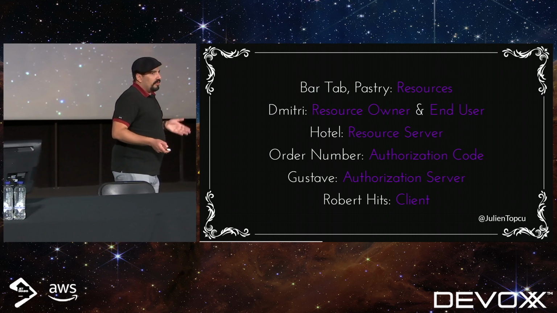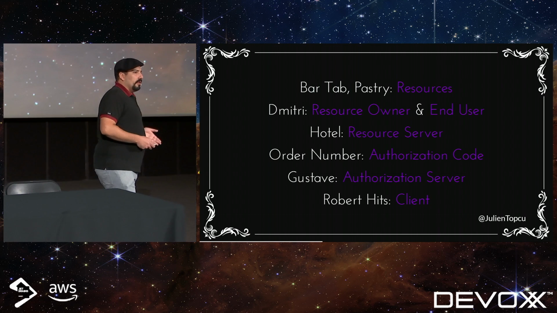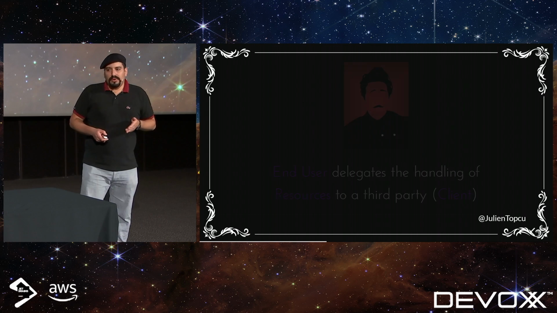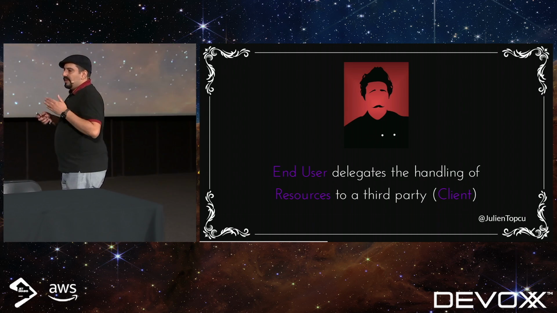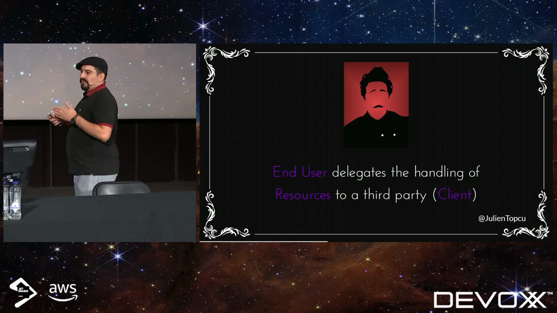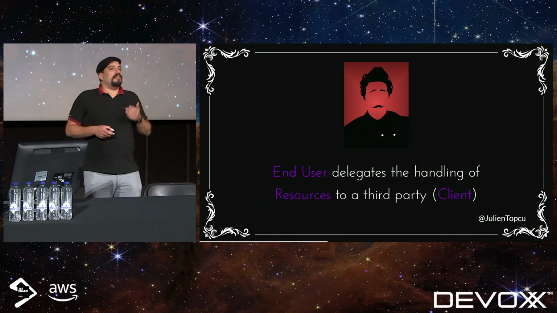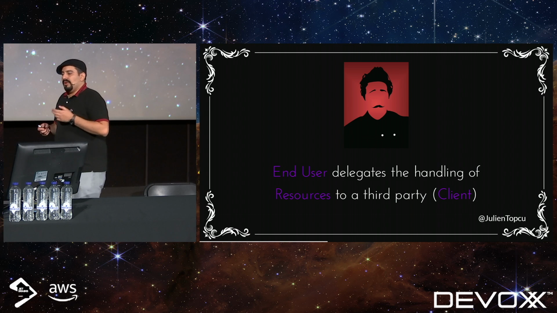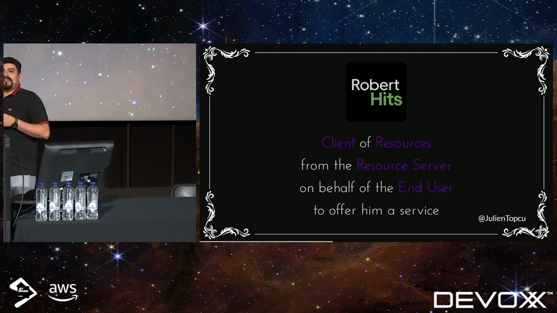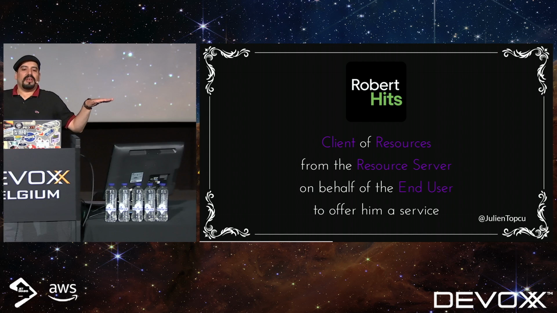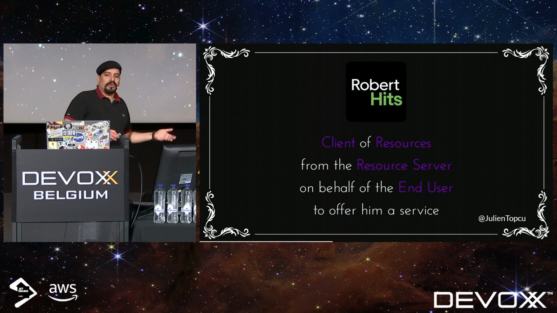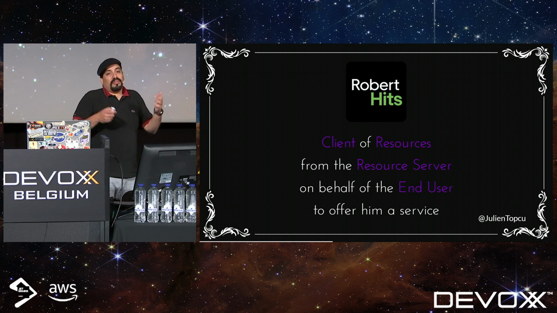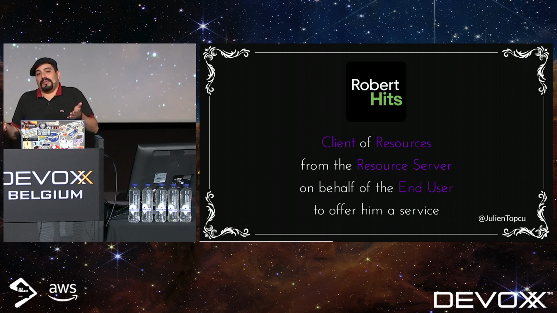But that's not what he wanted. He's lazy, he wants to be delivered. So the end user is someone who delegates the handling of his resources to a third party, and that third party is what we call a client. On the other side, the client is a client of resources from the resource server on behalf of the end user to offer him a service. So this is basically what Rubber Hits does.